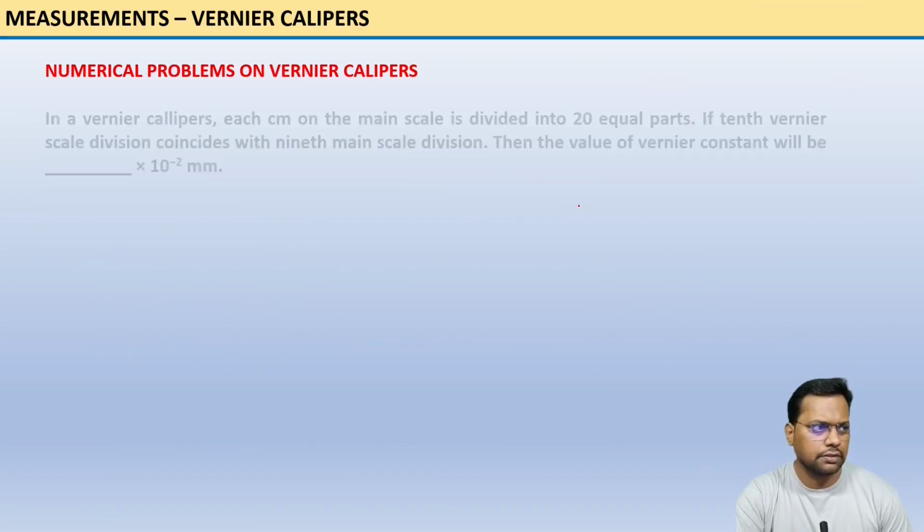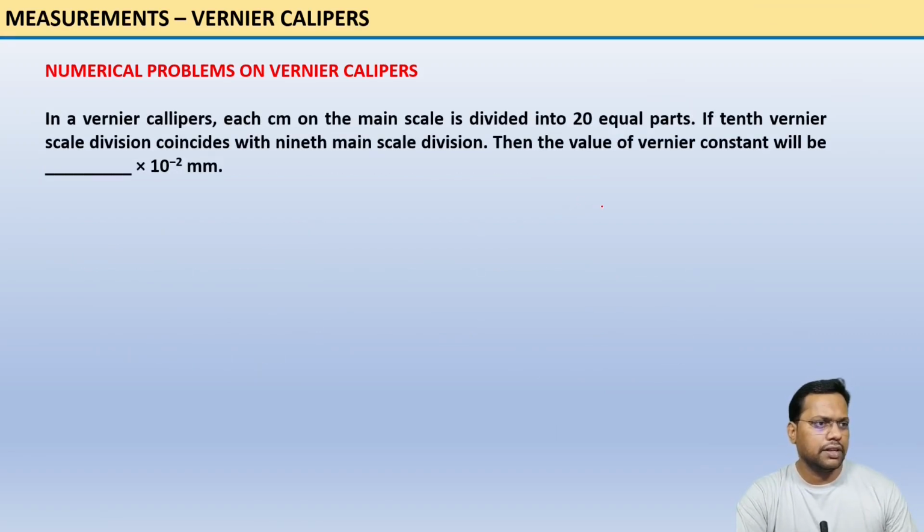Next question. In a Vernier calipers, each centimeter on the main scale is divided into 20 equal parts. If 10th Vernier scale division coincides with 9th main scale division, then the value of the Vernier constant will be. That means we need to find out the least count of the Vernier calipers.